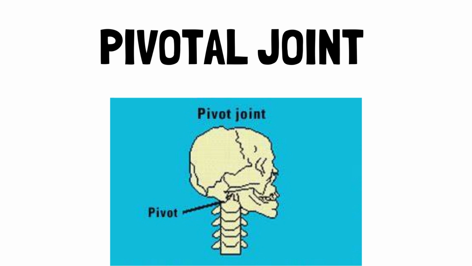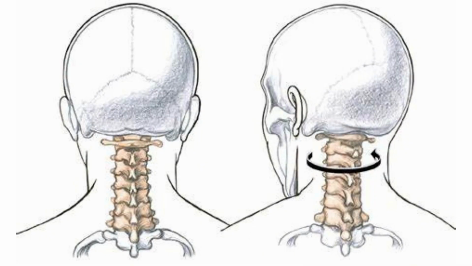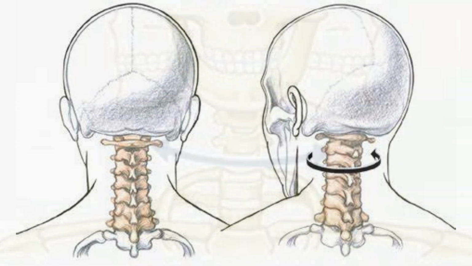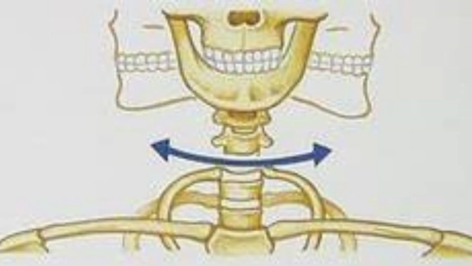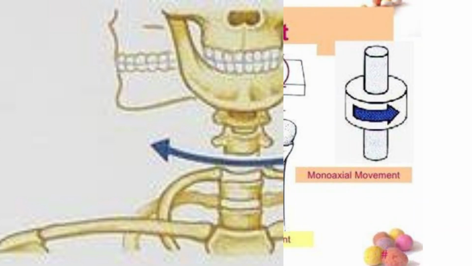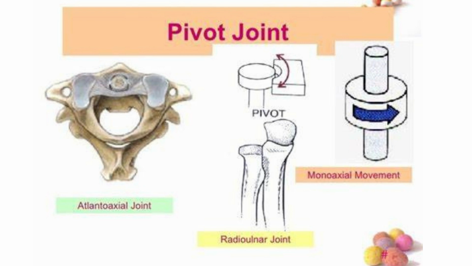Pivotal joint. The joint where our neck joins the head is a pivotal joint. It allows us to bend our head forwards and backwards and turn the head to our right and left. How is this movement different from the other? In a pivotal joint, a cylindrical bone rotates in a ring.